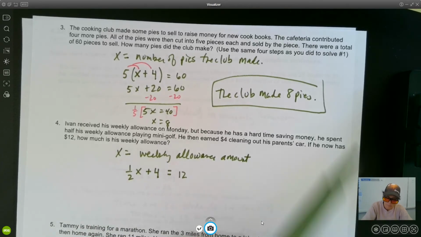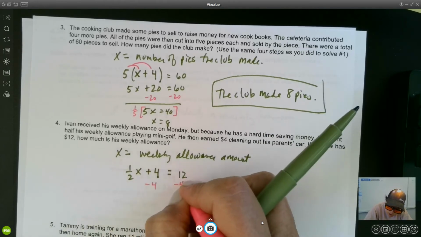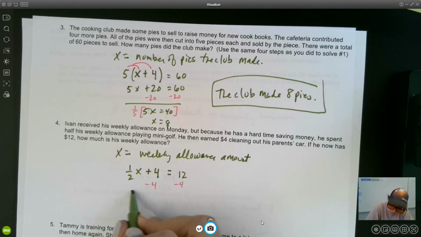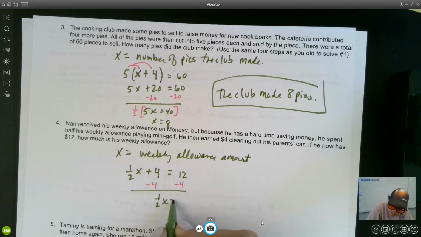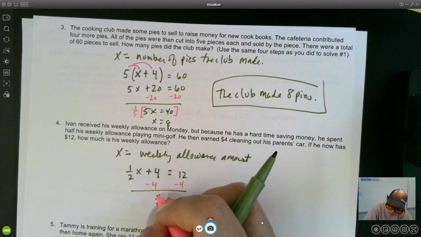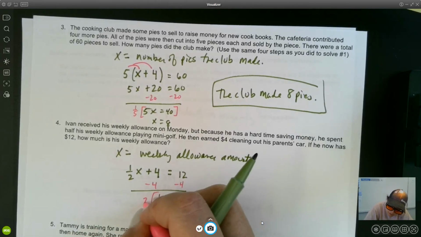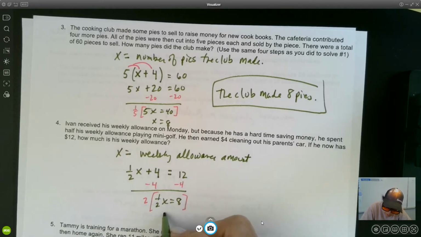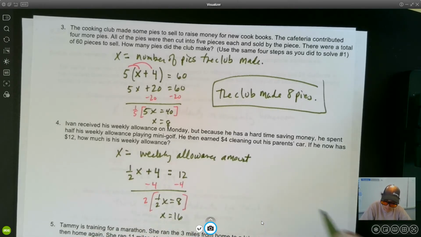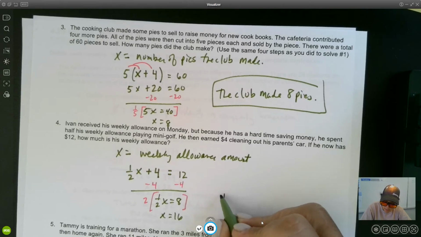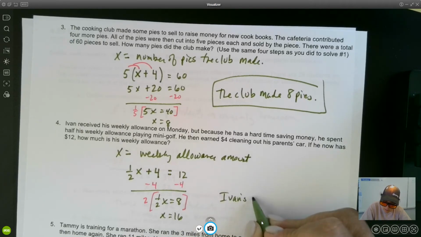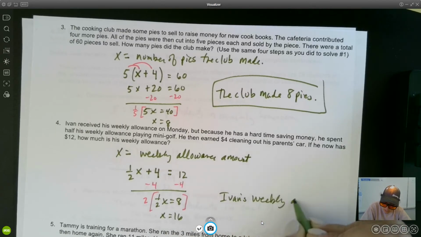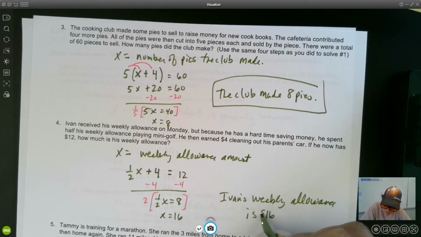Okay, so the first step in solving this equation is to take 4 off. We'd have 1/2 of an X equal 8. To make 1/2 of an X turn into a full X, we would need to multiply the whole thing by 2. So that's how much his weekly allowance is. Ivan's weekly allowance is $16.